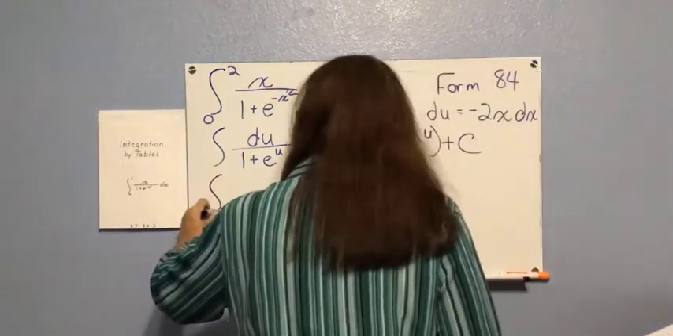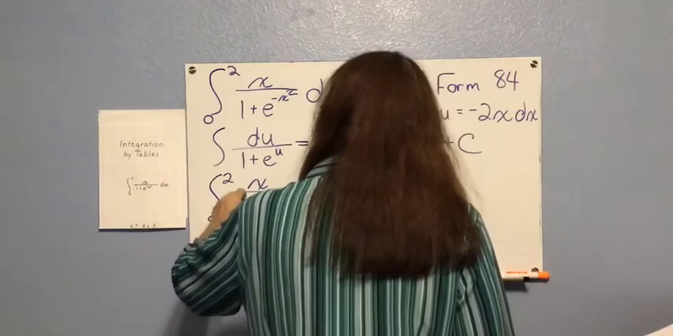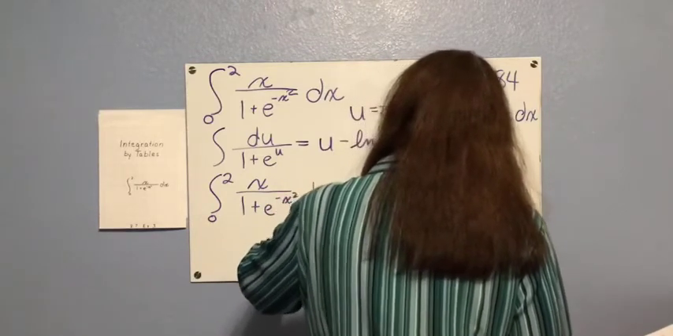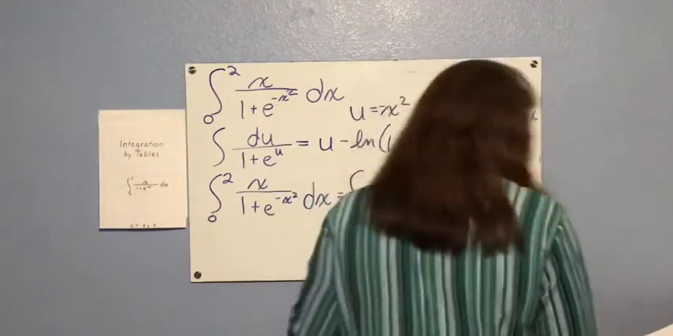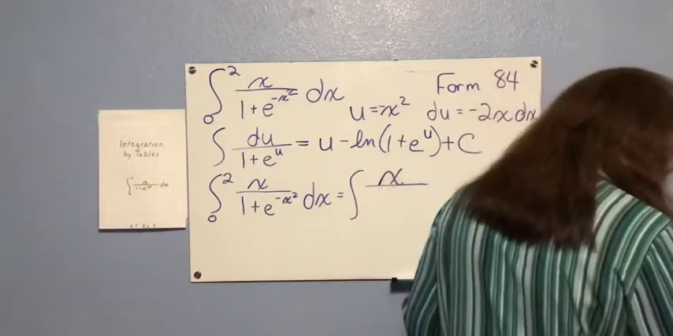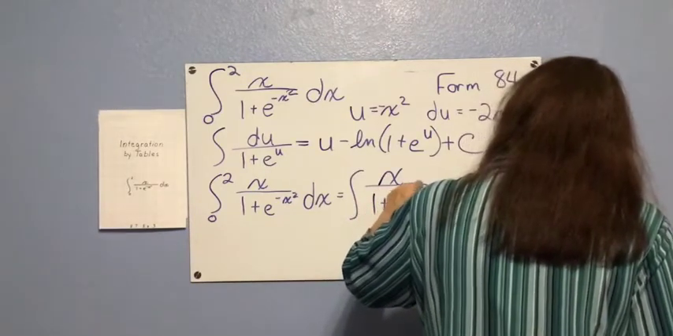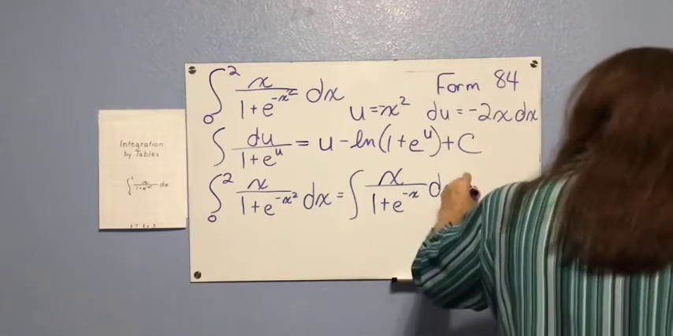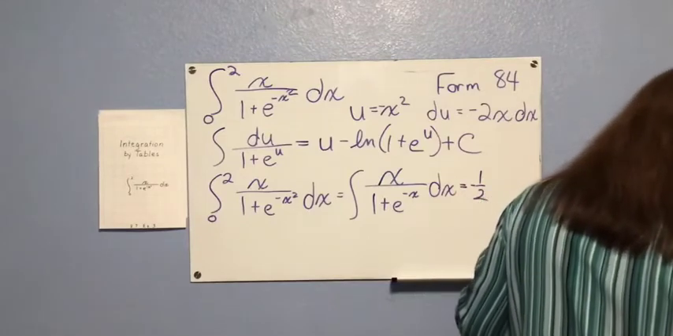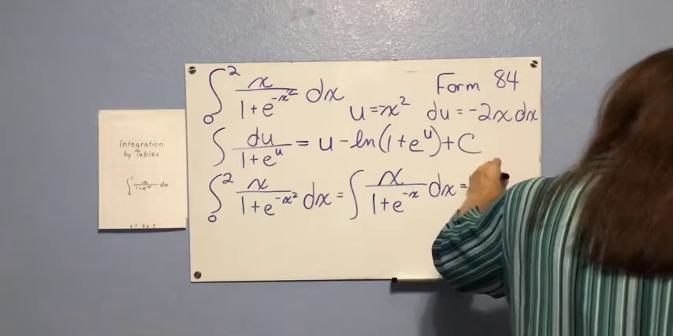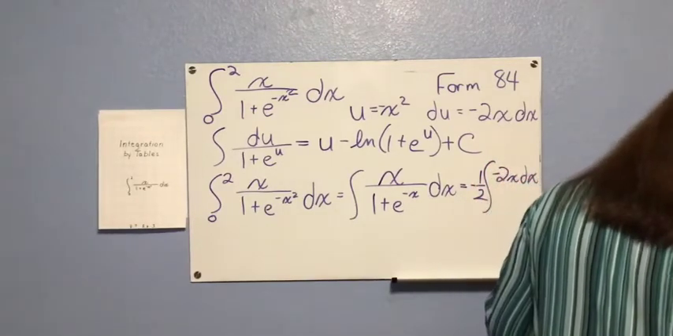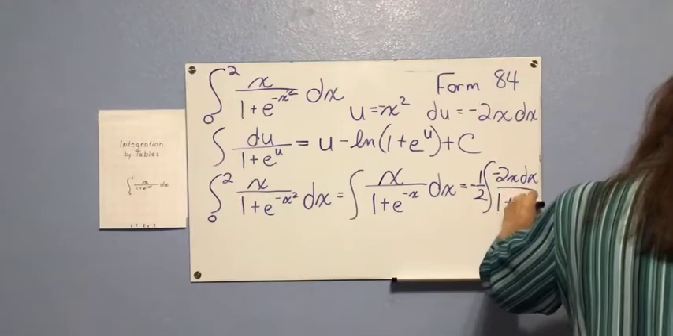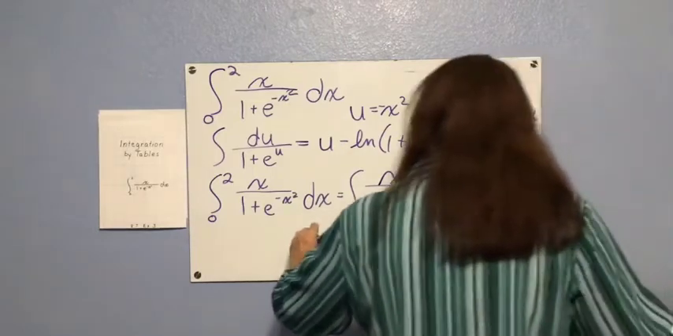So then I can take my original integral from 0 to 2 of x over 1 plus e to the negative x squared dx and rewrite it as negative 1/2 times the integral of negative 2x dx over 1 plus e to the negative x squared.